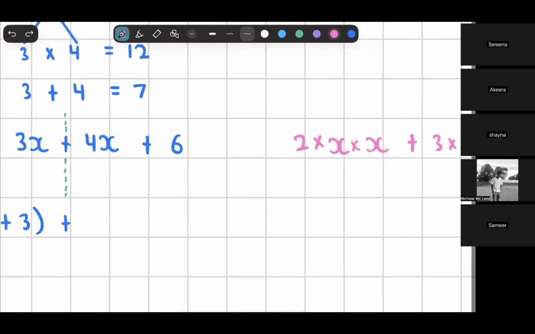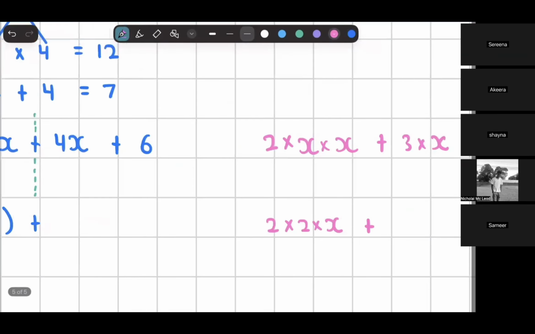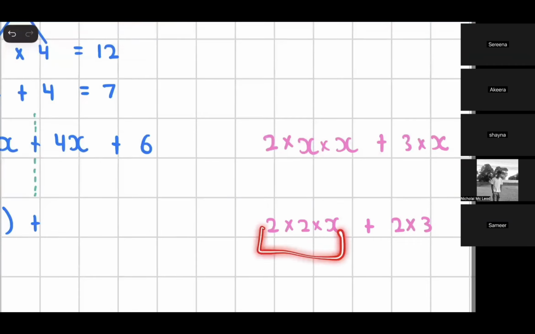I can write 4 as 2 by 2 multiplied by x, and I could write 6 as what? Somebody tell me, what do you think I could write 6 as? I could write 6 as 2 by 3. What do you notice in common between this and this? They both have 2.